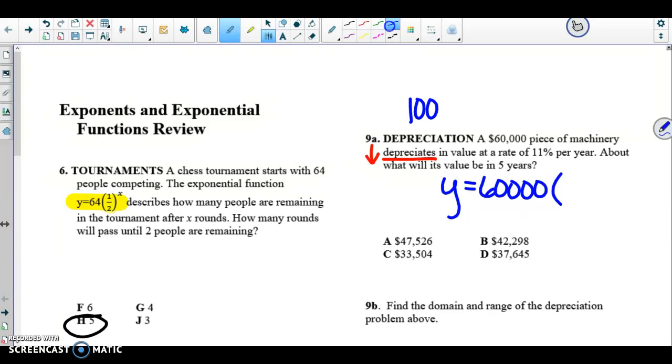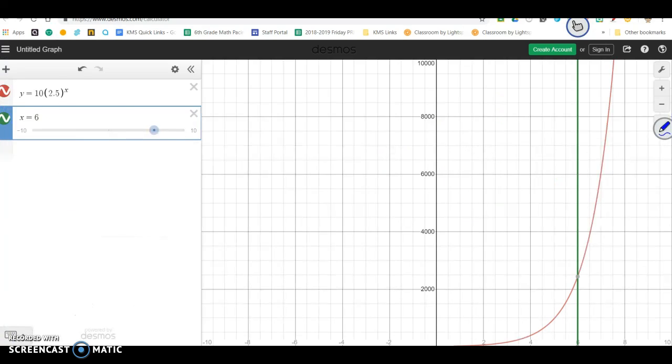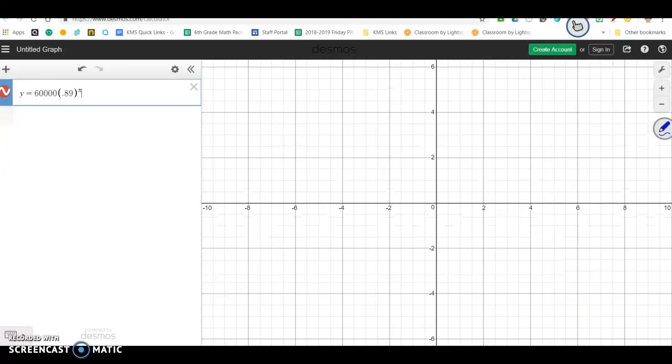So I would take 100 minus 11 to get 89%, which means that I need that as a decimal of 0.89 and to the x. Specifically, we're looking for 5 years. So again, we could just type in that 5 years. So if we take a look at what we have here, I have it to the x value, but I could just change that.